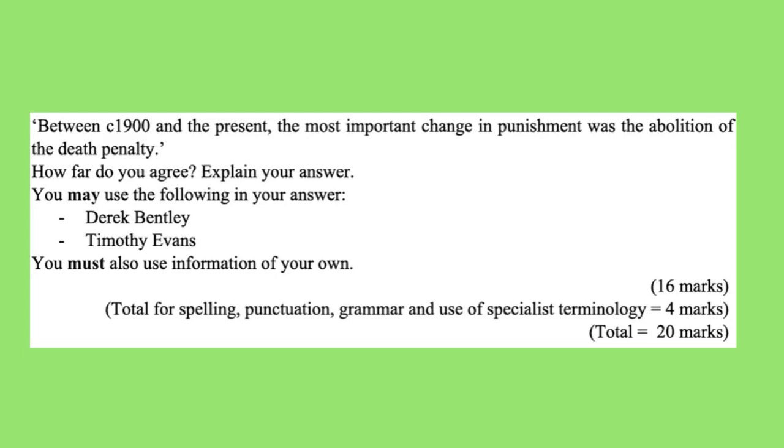Between circa 1900 and the present, the most important change in punishment was the abolition of the death penalty. How far do you agree? Explain your answer. You may use the following in your answer: Derek Bentley, Timothy Evans. You must also use information of your own. 16 marks. Total for spelling, punctuation, grammar and use of specialist terminology, 4 marks, for a total of 20 marks.